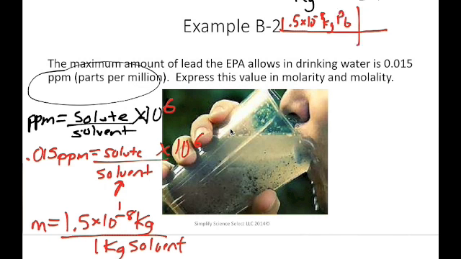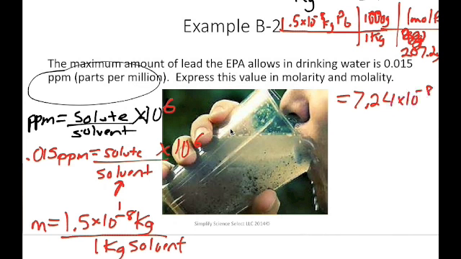The first thing we need to do is say that 1 kilogram is 1,000 grams. And then the next thing we do is we say 207.2 grams is 1 mole of lead. We can multiply this out, and when we multiply it out, we figure out that the moles of lead is about 7.24 times 10 to the minus 8th. So you have 7.24 times 10 to the minus 8th moles of lead. Now remember, we had our 1 kilogram of solvent, so we can say that the molality is 7.24 times 10 to the minus 8th.